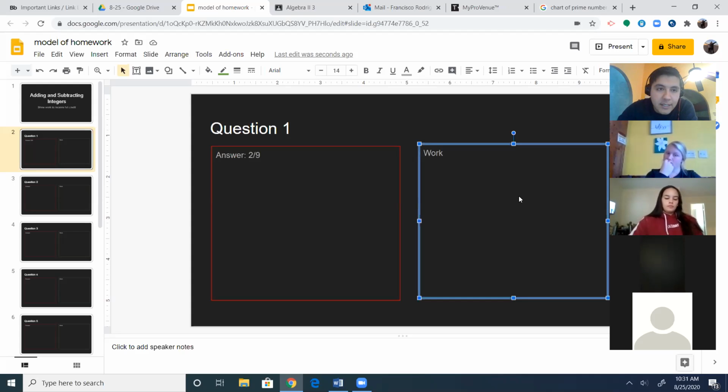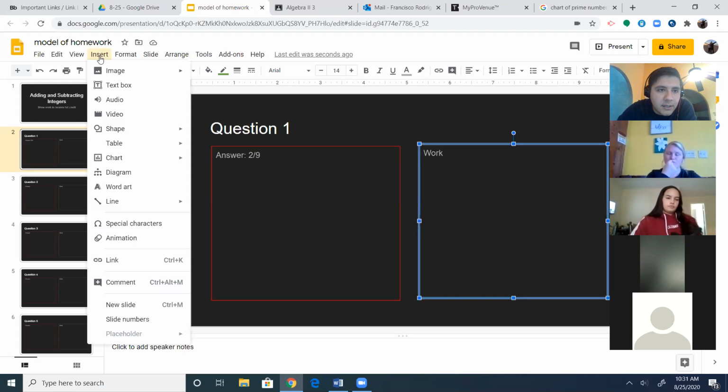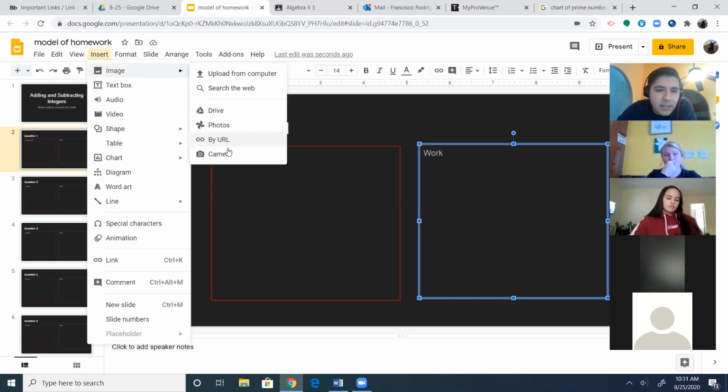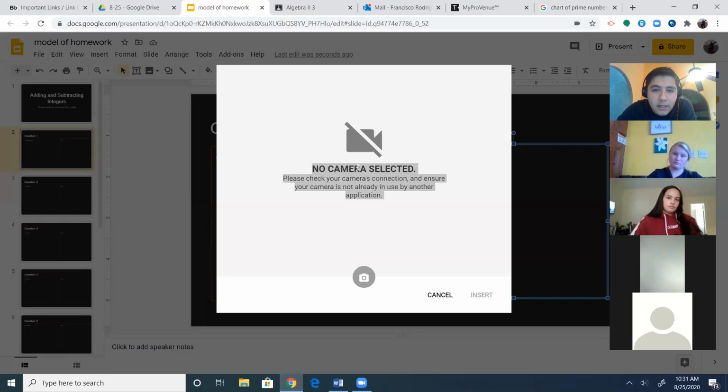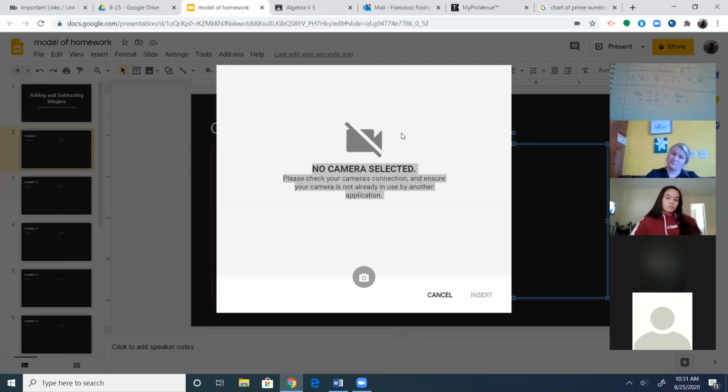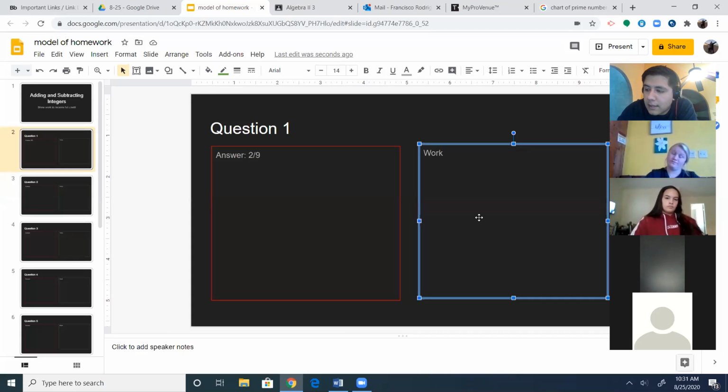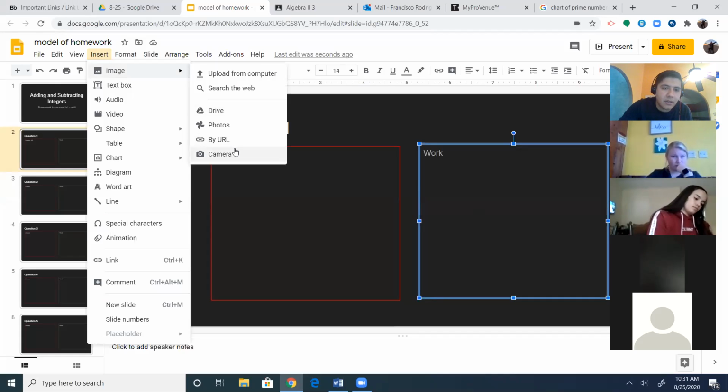What you're gonna do is you're either gonna come up, and I can't show you because I'm on Zoom right now, but you're gonna come up here where it says insert, image, and then camera, okay? So right here, it's gonna let you take a picture with your computer's camera. All you have to do is put your work up to the camera like that and take a picture, and then it's gonna come up on the Google Slide, okay? That's one way. Insert, image, and then camera.